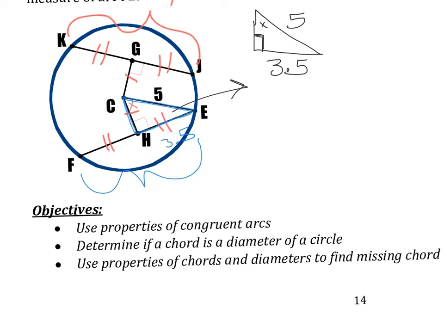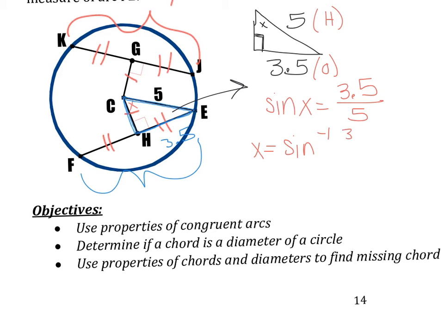Let's label our sides with respect to the angle. 3.5 would be the opposite, and I have the hypotenuse. So I'm looking for x. Opposite and hypotenuse is sine, so sine of x is going to equal 3.5 over 5. Try to remember from chapter 7, if you're solving for angles, you have to use inverses. So sine inverse of 3.5 over 5. Let's take our calculators, and we should get the answer of 44.43.